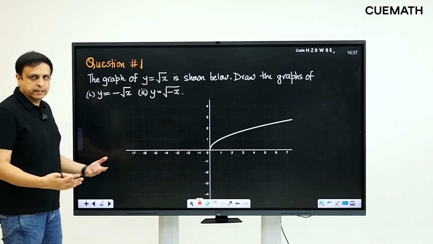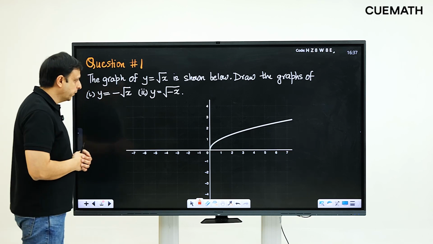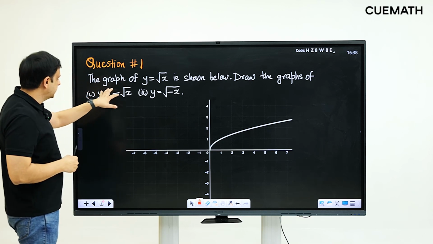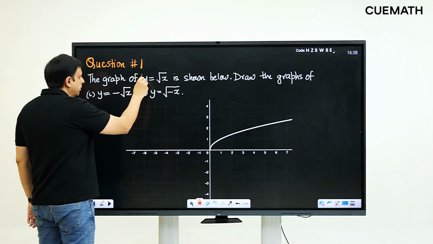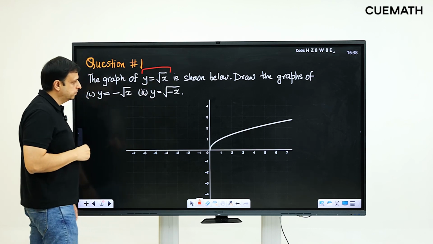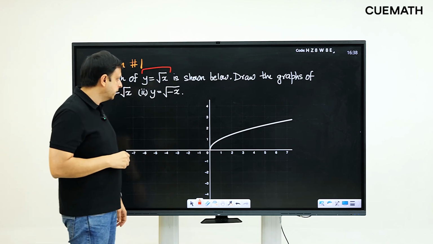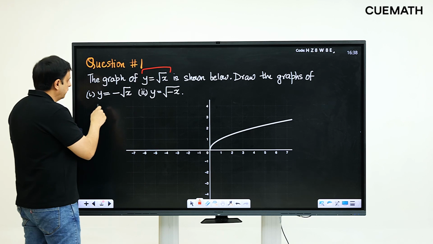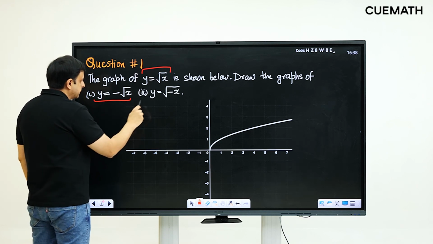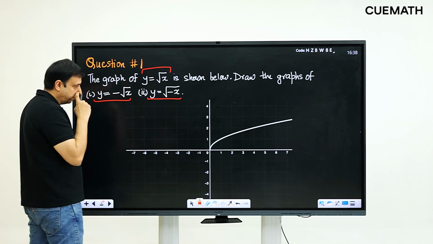Okay, now using this, let us do a couple of quick questions. The first one says the graph of y equal to root of x is shown below. So, this is the graph of y equal to root of x. We have to draw the graph of y equal to minus root of x and y equal to root of minus x.